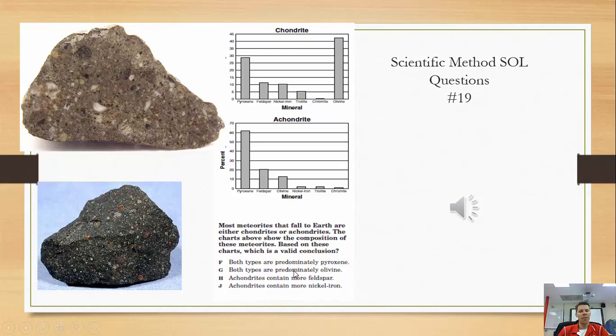G, both types are predominantly olivine. Well, we know that achondrites are predominantly pyroxene, so that one's out as well. So you can cross off F and G. Achondrites contain more feldspar. Achondrites contain 21% feldspar, and a chondrite contains, let's follow the bar up, just a little above 10, so like 11 or 12% feldspar. So H is true, and it is supported by the chart, so our best answer here is H.